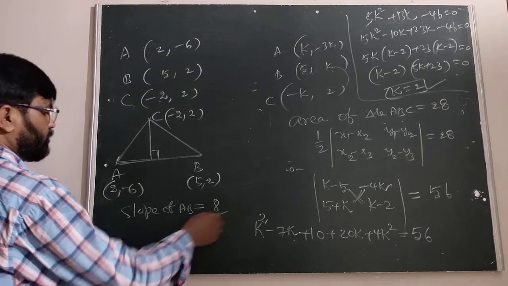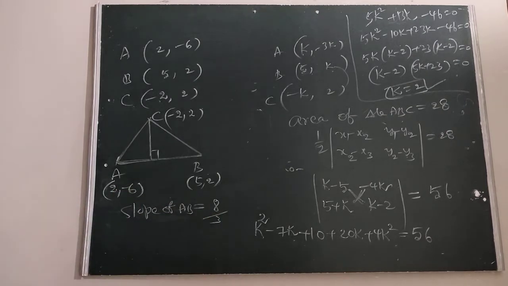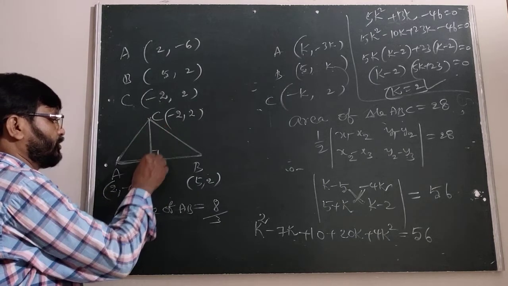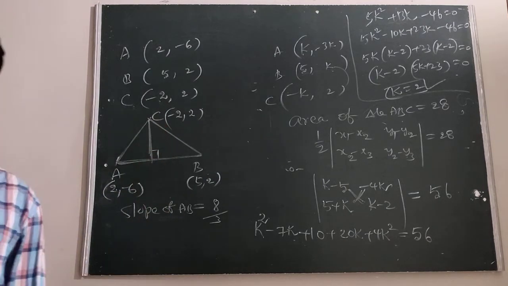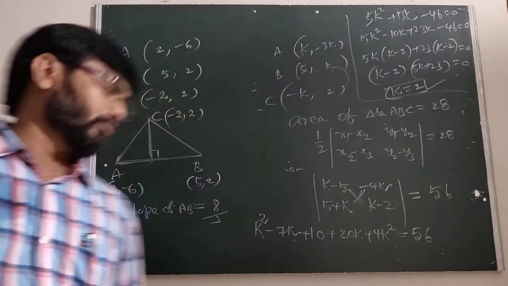This is 5 minus 2, which is 3. This is the slope of AB. Now we can write the equation of the altitude. Altitude means it is passing through the vertex and perpendicular to the opposite side.